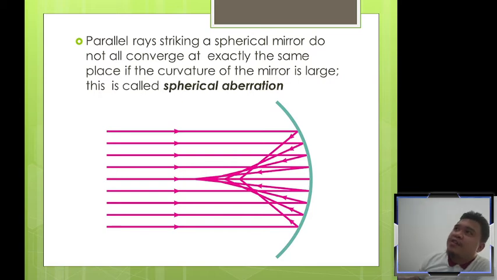Let's just imagine that the mirror is very, very curved and that all parallel rays enter that mirror. Because of the shape of the mirror itself, because of its large curvature, you will not observe all parallel light rays converge at exactly the same point. They will always converge at different points. This is what you call spherical aberration.